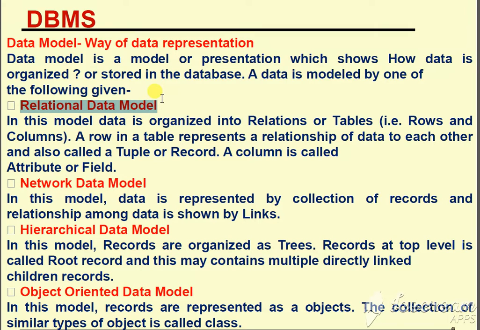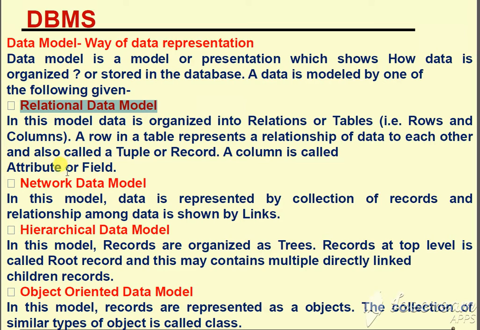Now the relational data model means that in this model you can find data is organized into relations or tables. So there are tables, rows and columns, and combinations of rows and columns form the tables. In the table, read these lines very carefully: a row in a table represents a relationship of data to each other, also called a tuple or a record. A column is called an attribute or a field. So the information that you are giving, that is called a record, and a column is the attribute or field.